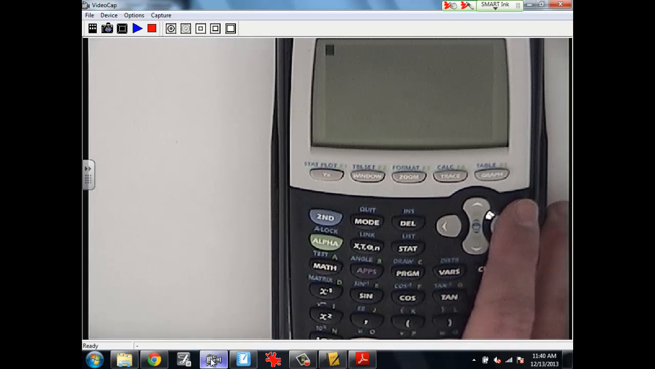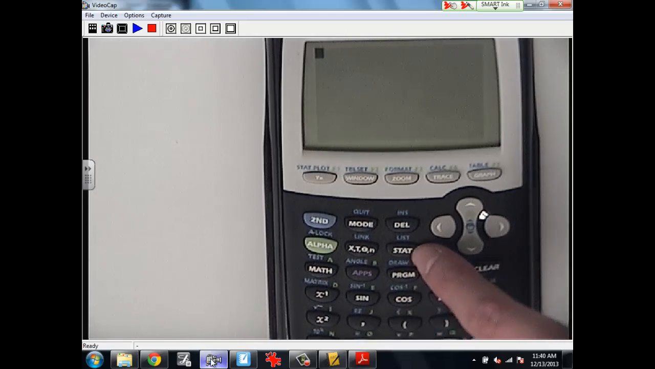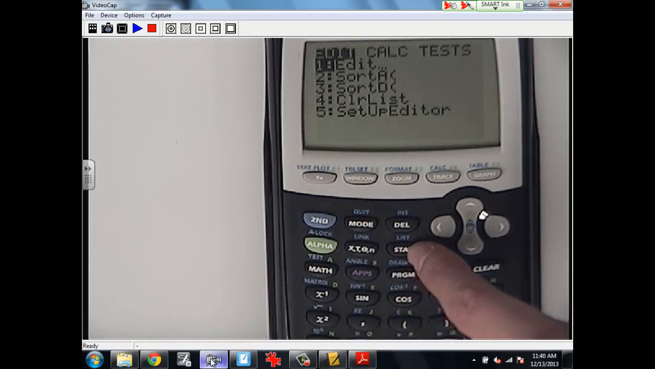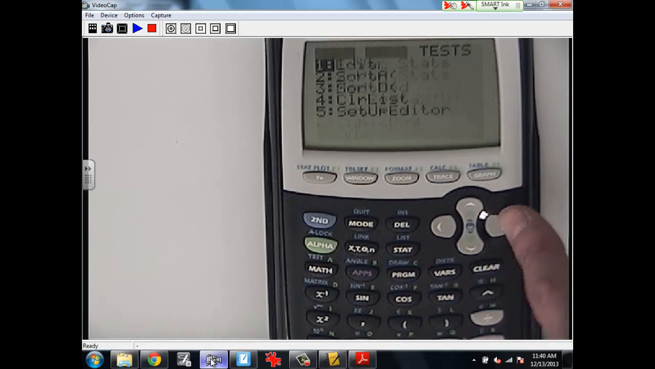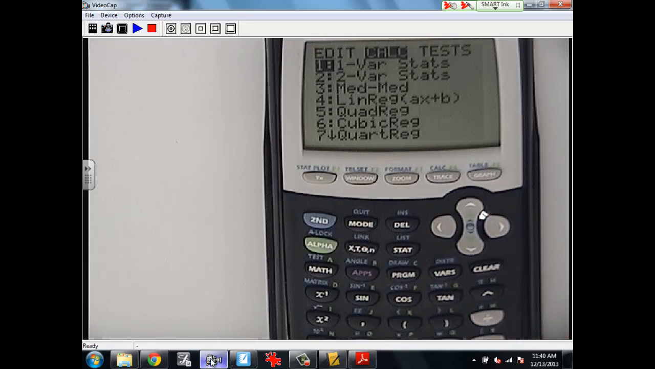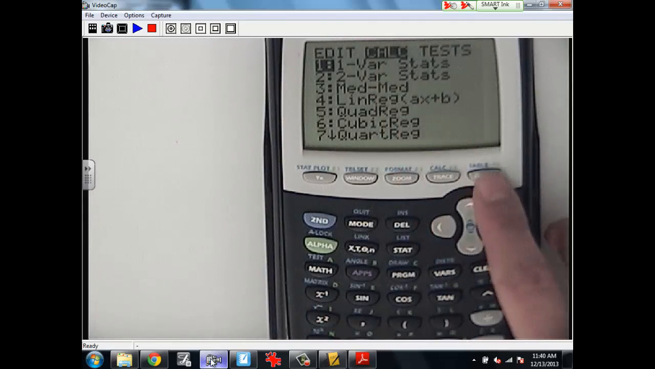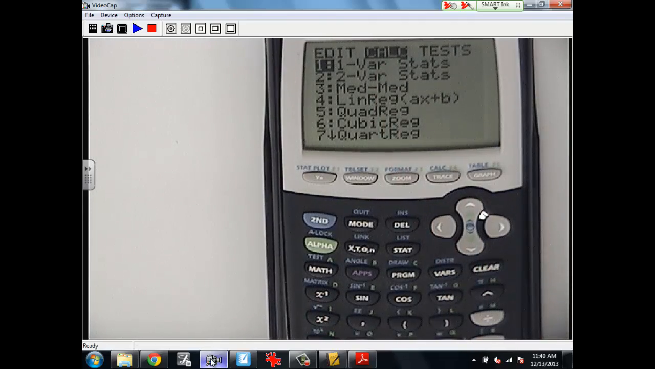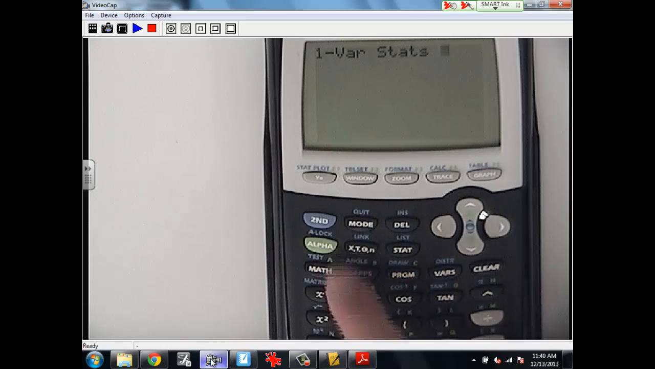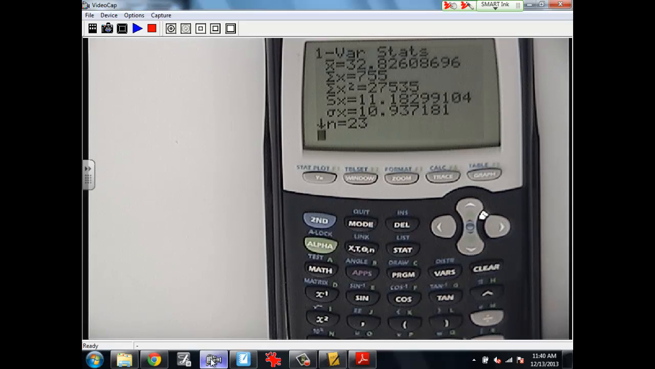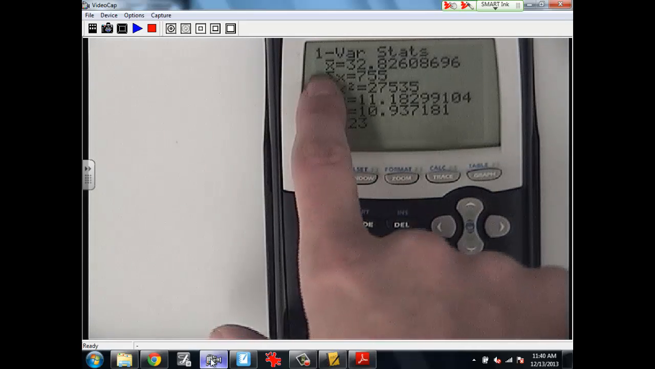To my home screen, you push stat, arrow over to calculate. See how it says calculate up here? Okay. Push enter for number 1, one variable statistics, and do it for list 1. It's magical. You ready? Look at all that. What's this?